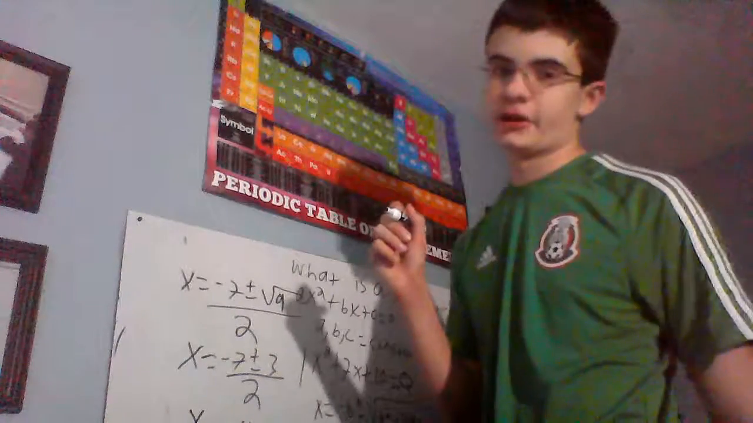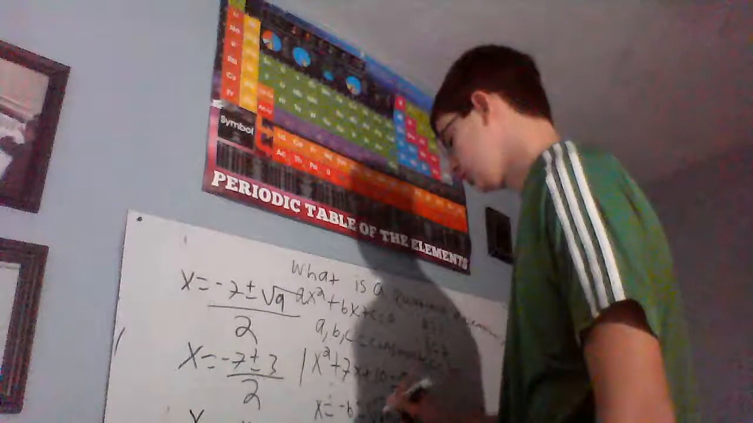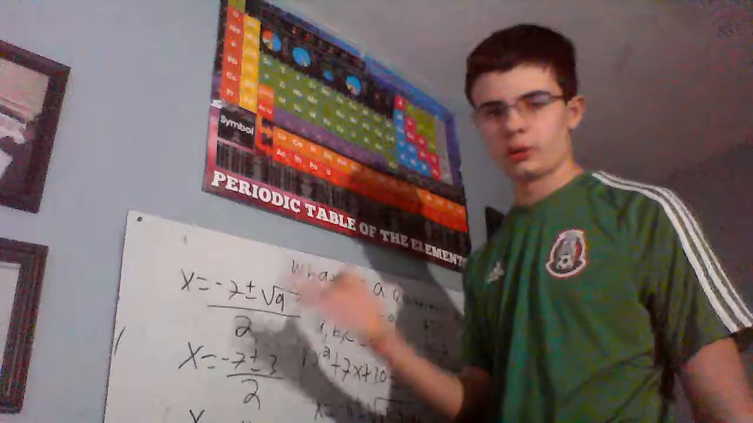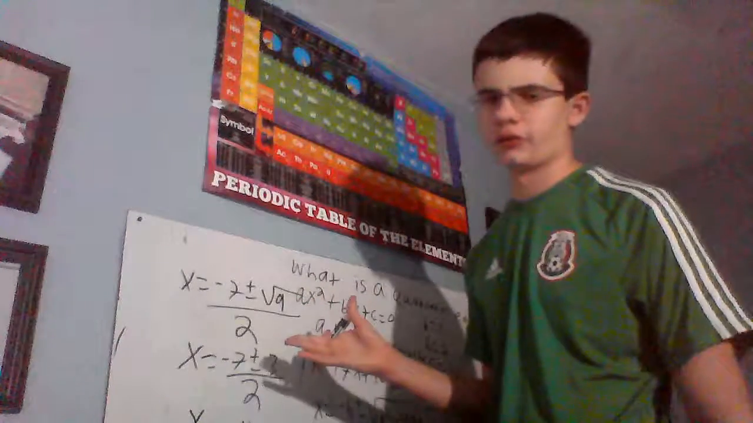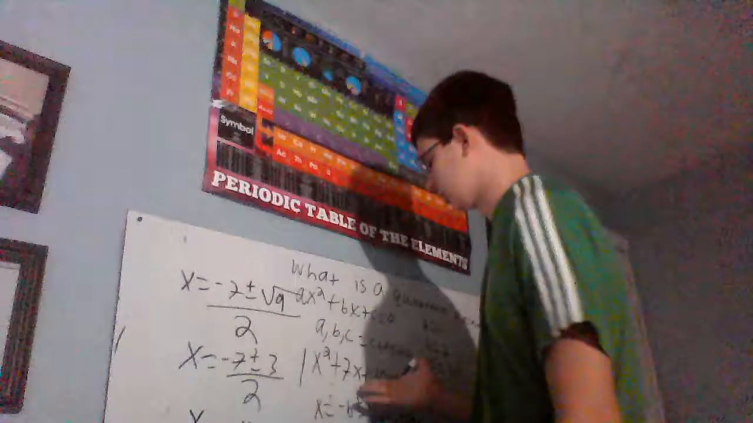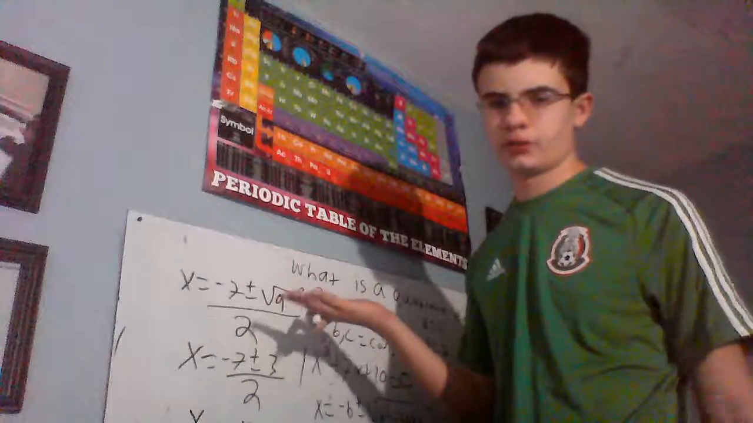So now, as with pretty much anything in algebra, you just have to check the solutions. X squared plus 7x plus 10 equals 0. So negative 2 squared, 4 plus, well, what's 7 times negative 2? That's just negative 14. So 4 plus negative 14 is negative 10, plus 10 equals 0. So 0 equals 0, makes sense.